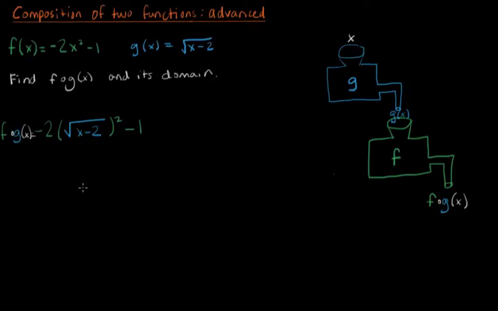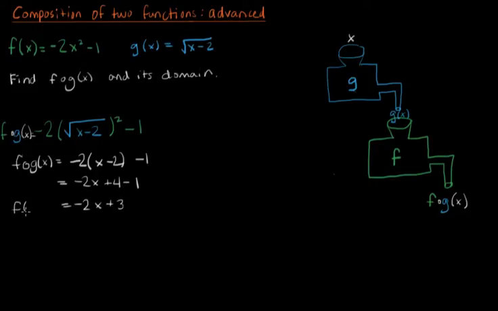Okay, so now we can go ahead and simplify that. So we have f of g of x is equal to, now the square root of something squared is just itself, so it should be negative 2 times x minus 2 minus 1. So this is going to be negative 2x plus 4 minus 1. So that's negative 2x plus 3.